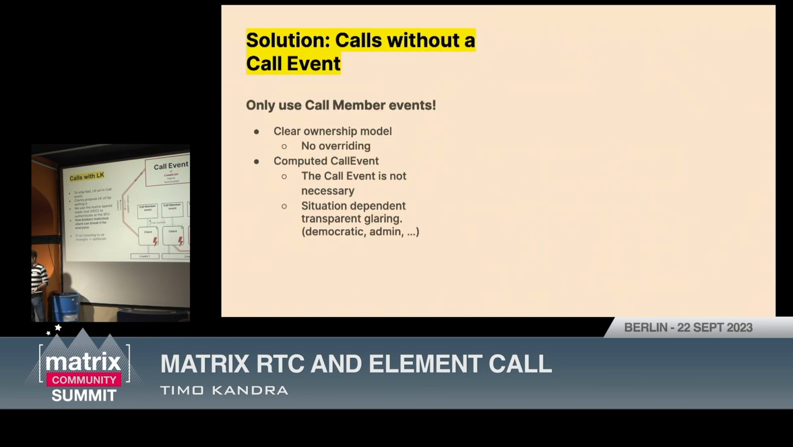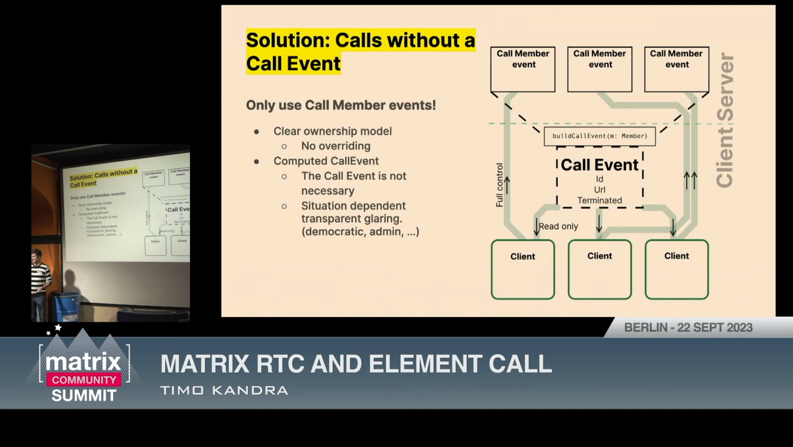So what did we do? We noticed that we don't need the call event. It's enough if we just have the call member events. And then we mitigate this Greek god situation, where they have one chalkboard and they all have ownership over this chalkboard and everything gets messy. Instead, they all have their individual chalkboards, which are the call member events now. And we compute the actual call event.